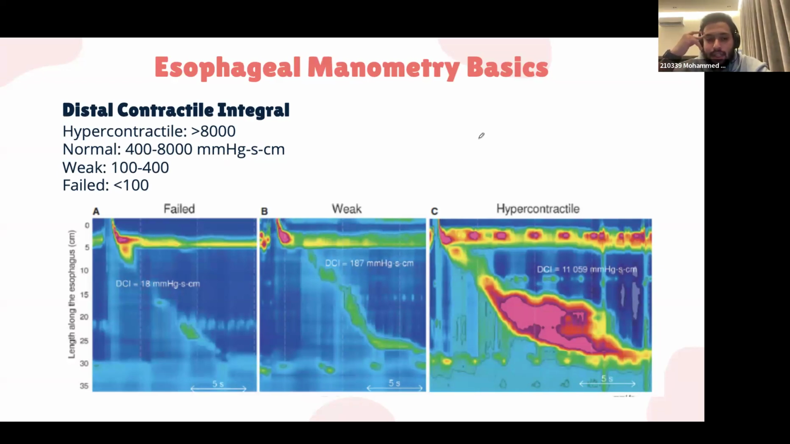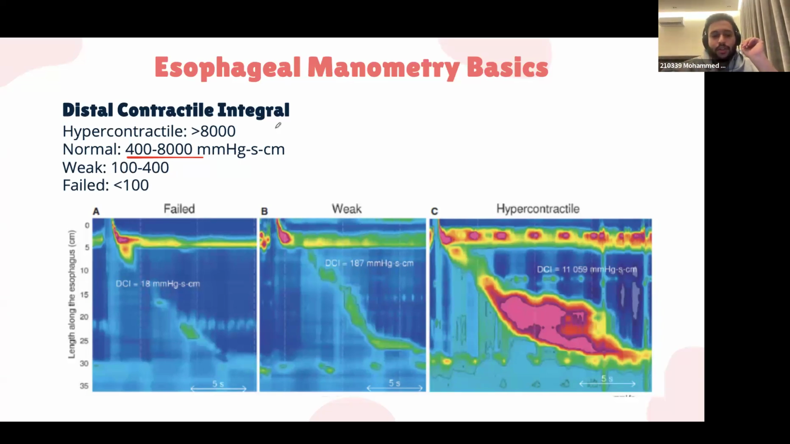We use an index or an integral called DCI, distal contractile integral, which has normal ranges. If it's between 400 to 8,000, it's normal. If it's below 400, it's ineffective, okay? If it's above 8,000, it's hypercontractile. When is this important? If someone has ineffective peristalsis, if someone has, for example, esophageal spasms, jackhammer esophagus, which we'll get to later, and so on, this is when we can use it.